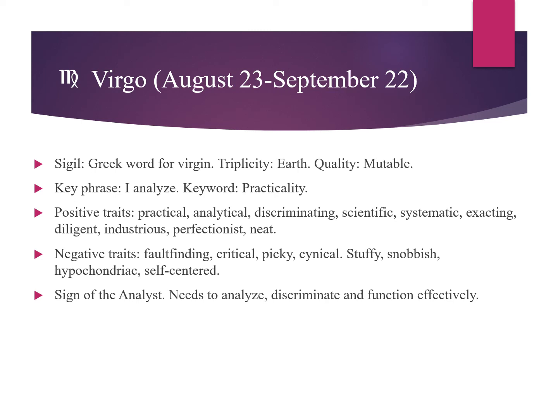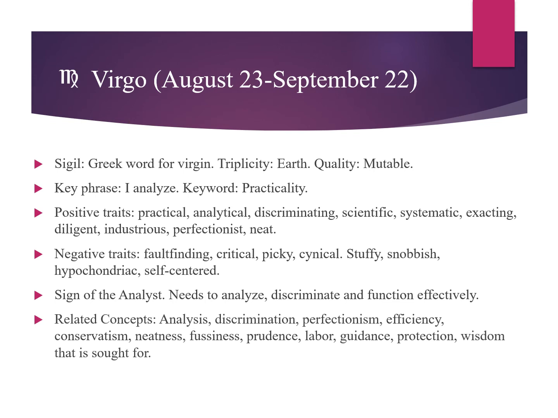Virgo is the sign of the analyst. It needs to analyze and discriminate and then function effectively through that discrimination. Related concepts include analysis, discrimination, perfectionism, efficiency, conservatism, neatness, fussiness, prudence, labor, guidance, protection, and wisdom that is sought for.